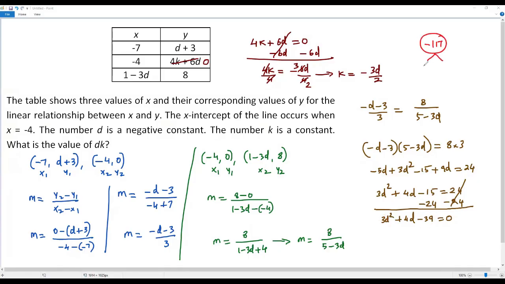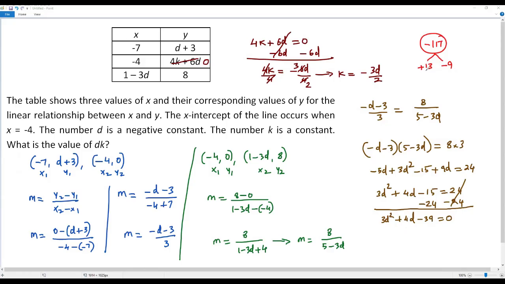Now I have to get two factors over here so that the product of the two factors equals negative 117 and the sum of the two factors equals the coefficient of d, that is a positive 4. I think positive 13 and negative 9 will work. When I multiply them, I am getting negative 117. When we add them, we get a positive 4, that is the coefficient of d.